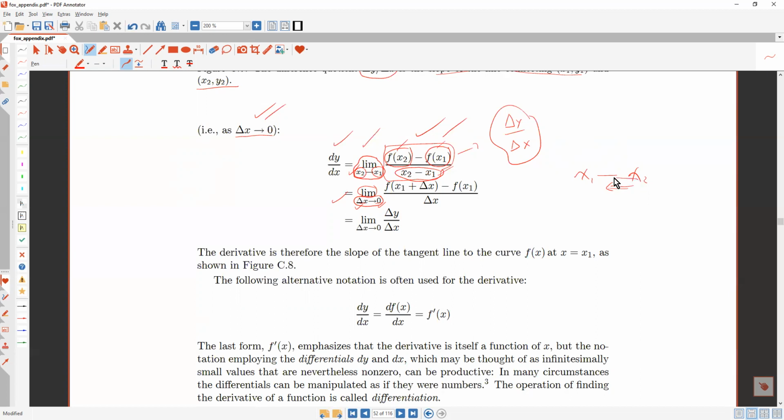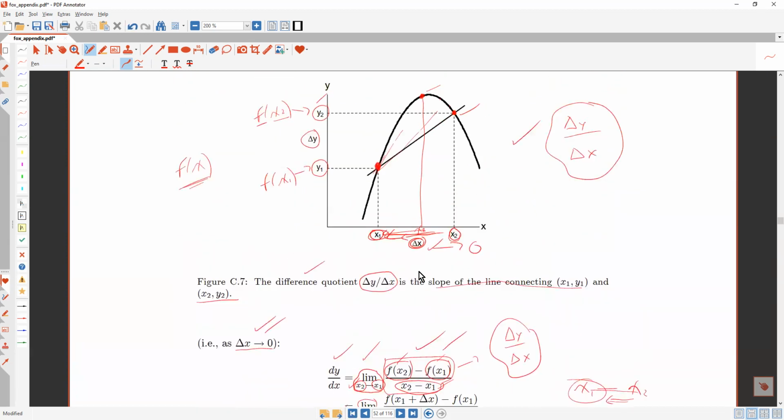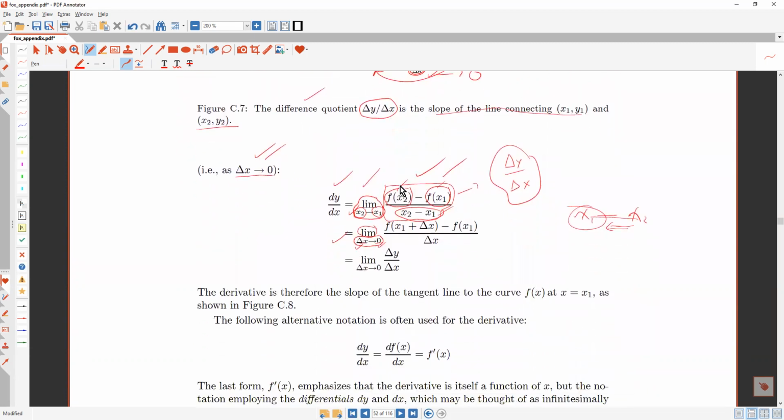In the limit, x2 is right on top of x1, right? And we go back to our curve. In the limit, x2 is right there, and we are right at that particular point. That's what we mean there. That's how we're using the limit concept.